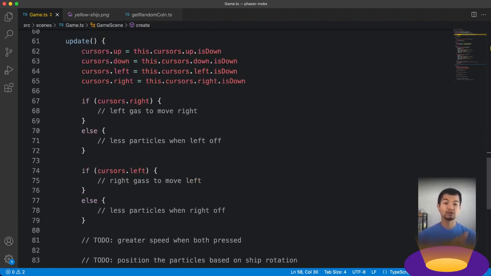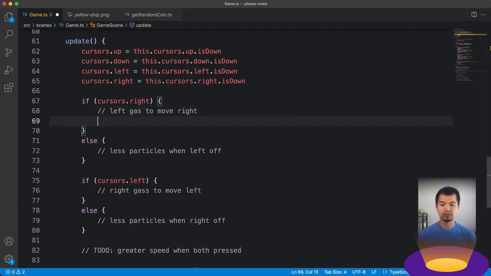Now let's come down to our update loop here. We have our cursor keys to check which keys are down. That's pretty standard. And what we want to do when the right arrow key is pressed, we want to move to the right, which means we turn on the left gas or the left thruster and we emit particles from the left particle emitter. So to do that, let's go here.